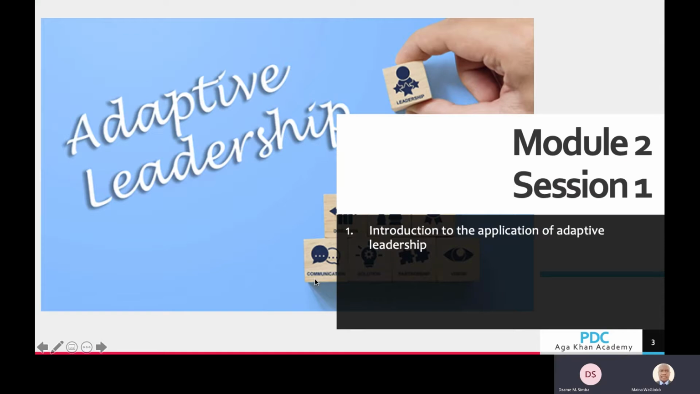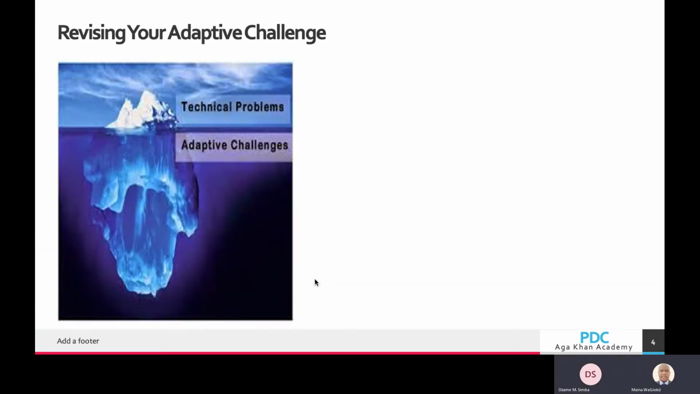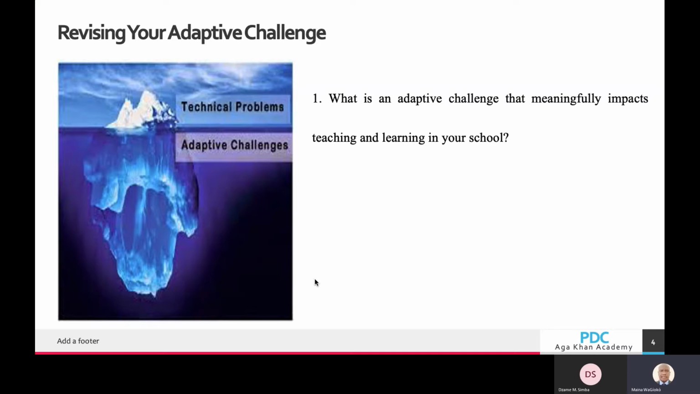So in this first session, we'll be looking at introduction to application of adaptive leadership. And remember last time we talked about technical and adaptive challenges. We found that there are some problems we have in our schools whereby we quickly just need to solve them technically. And there are some others where we need to solve them adaptively. So if you look at the challenge that you identified last week, what is an adaptive challenge that meaningfully impacts teaching and learning in your school. I'm sure you identified a challenge which is meaningful to your school.